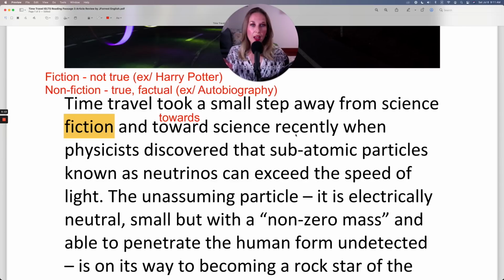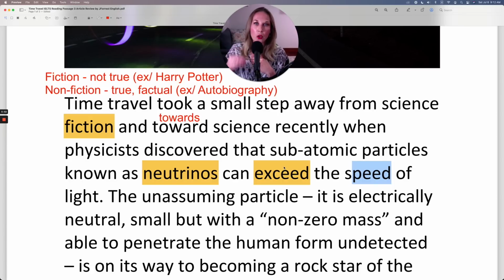And towards science recently, when physicists discovered that subatomic particles known as neutrinos, just listen to my pronunciation, neutrinos, can exceed the speed of light. So if you exceed something, it means you've gone beyond it. Now, in this case, they're talking about speed. So to go beyond means to go faster than. If you exceeded your spending limit on your credit card, you've gone beyond that limit, which means you've spent more money than you have available.